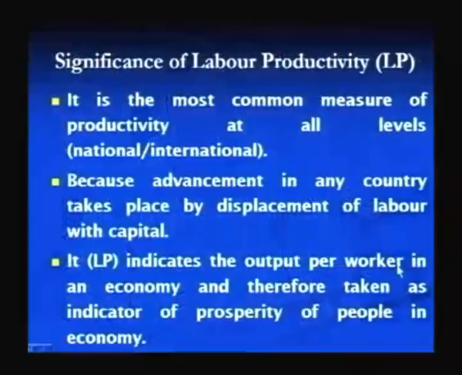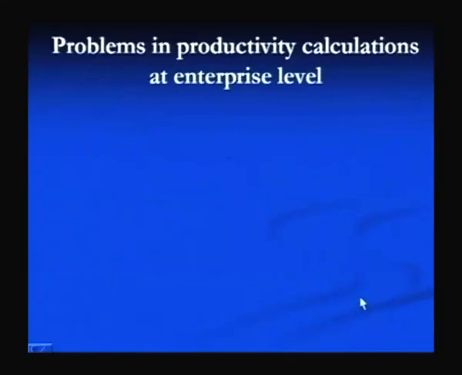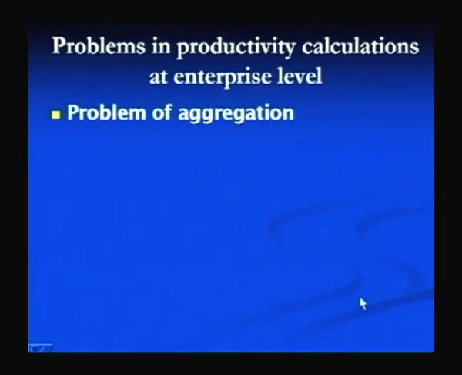So, these things help to increase the labor productivity. If the labor productivity of a nation is high, that indicates how prosperous that particular nation is, or in which direction it is going. It indicates the output per worker in an economy, and therefore it is taken as an indicator of the prosperity of the people in a particular economy. And the problems related to productivity calculations at enterprise level are different from the national level, because at national level most of the time data is not available, while at the enterprise level or industry level data is available, but its aggregation becomes difficult. So, aggregation is one major problem.